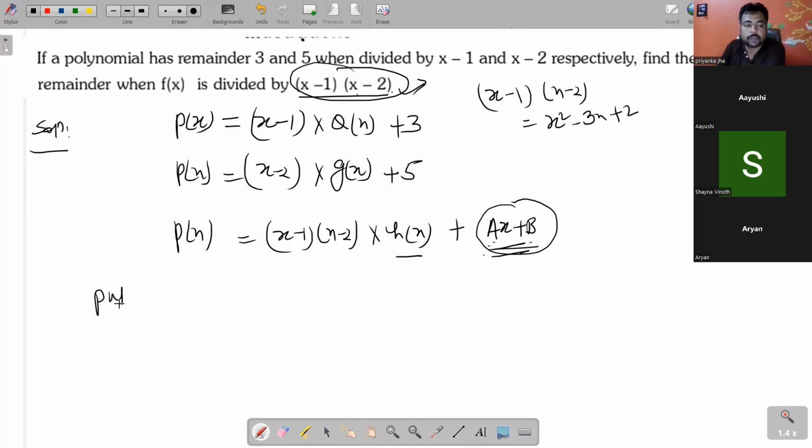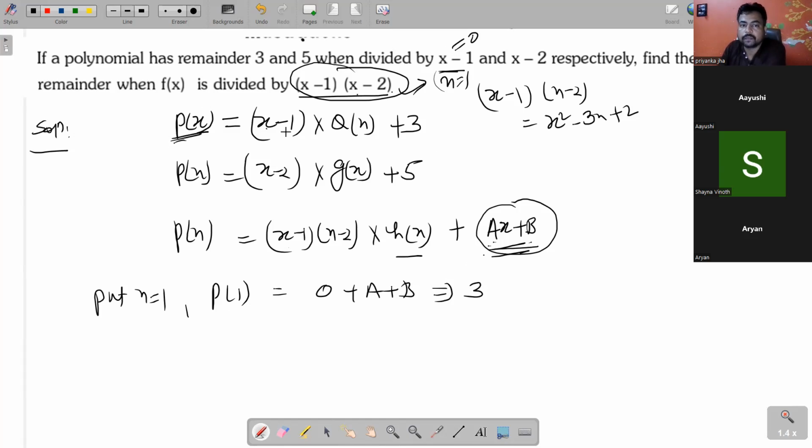So put x equal to 1. We get P1, that is 0 plus a plus b. Now see, what is this P1? P1 is when you divide this polynomial by x minus 1, you get 3. How do you find remainder? If any polynomial P(x) is divided by x minus 1, then what would be the remainder? P1. Thus equate this to 0, x equal to 1, and put this x equal to 1 in the polynomial. P1 is your remainder. So this is equal to 3.